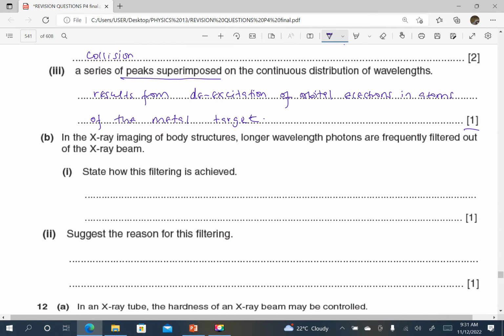In the X-ray imaging of body structures, long wavelength photons are frequently filtered out of the X-ray beam. State how this filtering is achieved. That is achieved by using an aluminium filter. An aluminium filter is placed at the X-ray window.